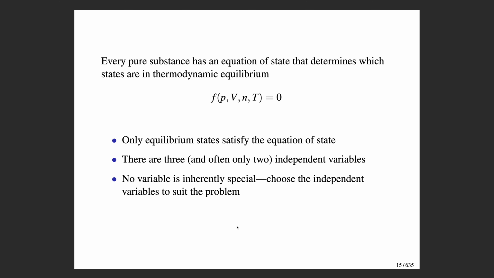This slide introduces us to the idea of an equation of state. So every pure substance has a so-called equation of state that determines which states are in thermodynamic equilibrium. Okay, so we can represent that equation generically in this fashion. You have some function of the thermodynamic variables, so pressure, volume, number of moles, and temperature. There's some function relating these variables together, and we just set it equal to 0. Okay, whatever this function is, it is only satisfied by states that are in equilibrium. That is, only certain combinations of pressure, volume, number of moles, and temperature will satisfy this equation of state. All other combinations do not satisfy the equation of state and therefore are not equilibrium states.